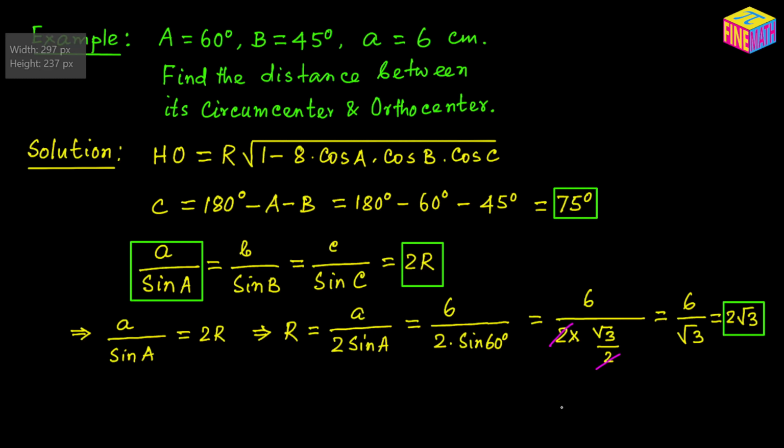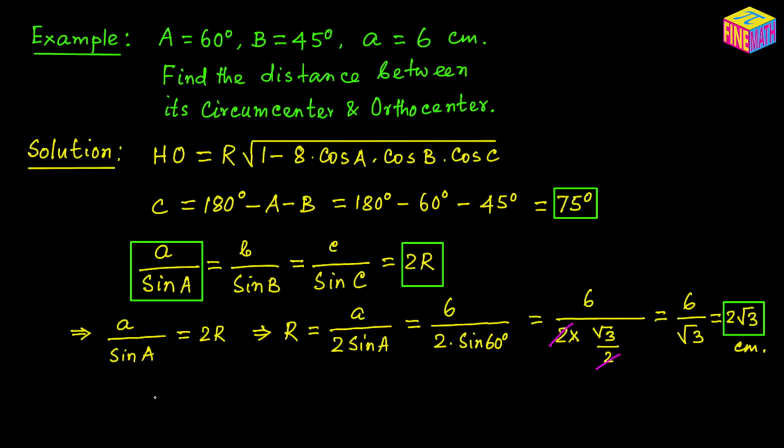So we have been able to find the value of R as well, and here the unit of course is going to be centimeter because the length of the side A is 6 centimeter. So here all the lengths will be denoted in the unit of centimeter. So let me make a note of that. So R is equal to 2 times square root of 3 centimeter. Now let's plug in the values in the main formula there.